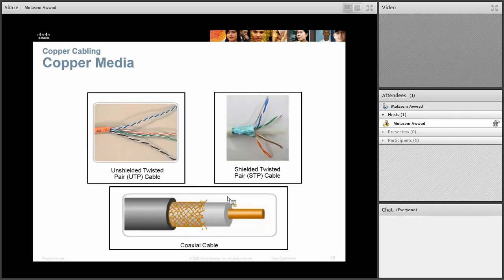All right, so here's some copper wires. We have the unshielded twisted pair cables. There are 4 pairs. Each pair has 2 wires, of course, and they are twisted. We'll talk about the twisting and why we are twisting it in a few minutes. They are unshielded from outside electromagnetic interference. Here's a shielded twisted pair cable, and this shield is to protect it from the outside electromagnetic interference.